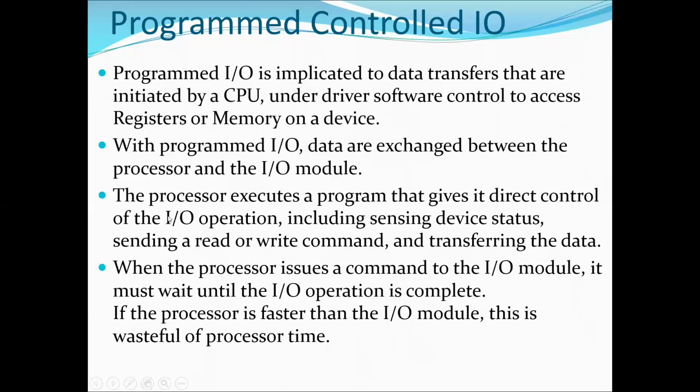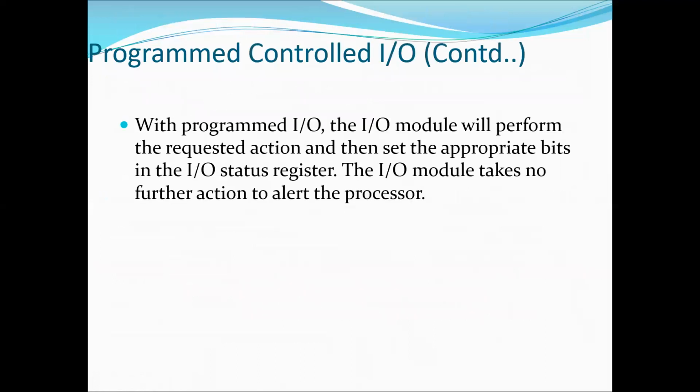If the processor is faster than the IO module, this is wasteful for the processor time, because the processor is a very fast device and IO devices like the keyboard are very slow devices. Therefore, the processor has to wait till the words are transferred. With programmed IO, the IO module will perform the requested action and then set the appropriate bits in the IO status register. The IO module takes no further action to alert the processor.